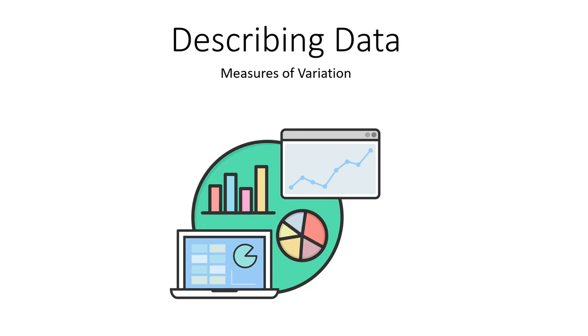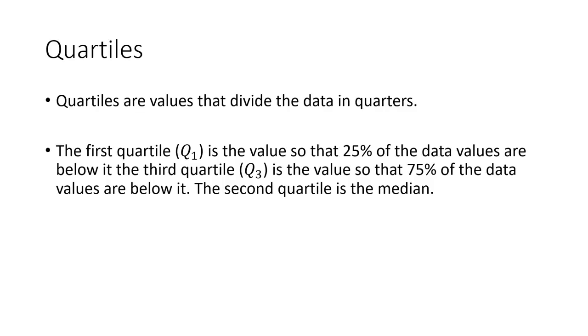Finally, let's talk about some ways that we can describe how spread out a data set is, some measures of variation. So we're going to discuss a couple different ways to describe the spread of a data set. We'll start by talking about quartiles. And quartiles are values that divide the data set into quarters.